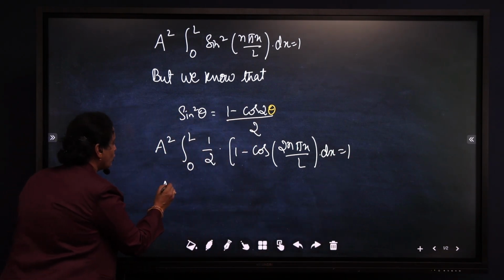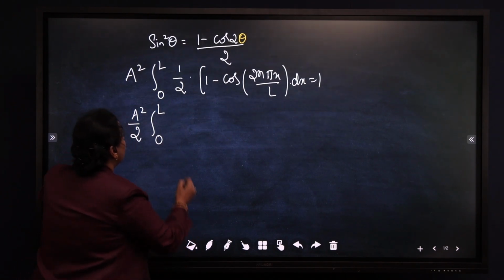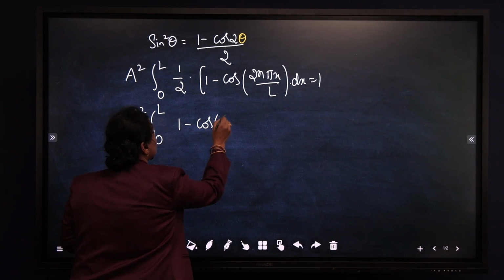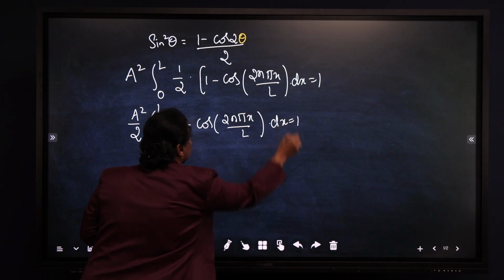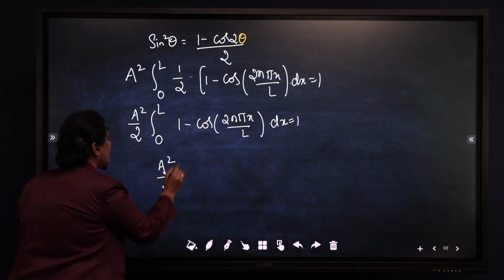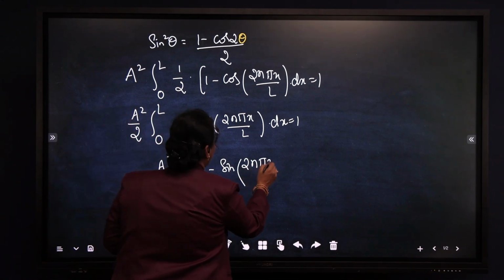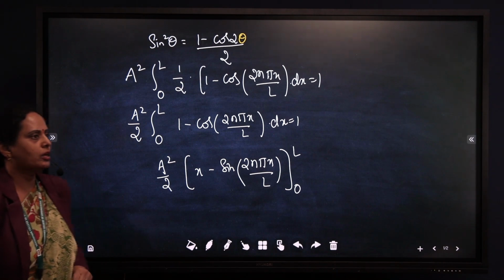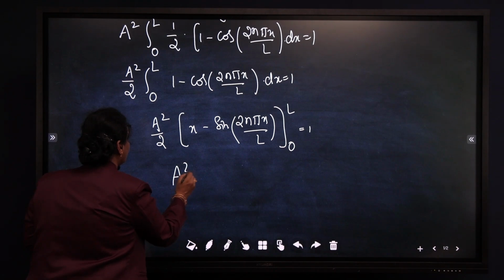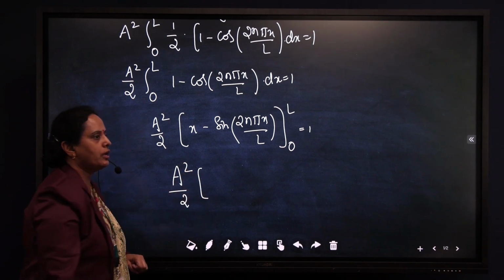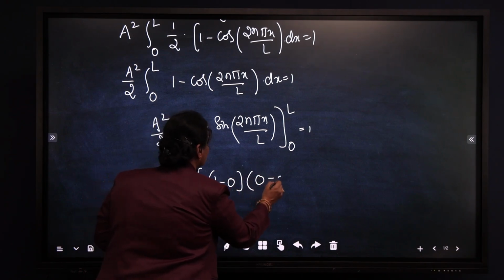Let me take 1 by 2 out, that is a square by 2 integration 0 to L of 1 minus cos 2n pi x by L into dx is equal to 1. This integration comes out to be x minus sin 2n pi x by L, from 0 to L, is equal to 1. After substituting the limits, it comes out to be a square by 2 is equal to 1 minus 0, into L minus 0.